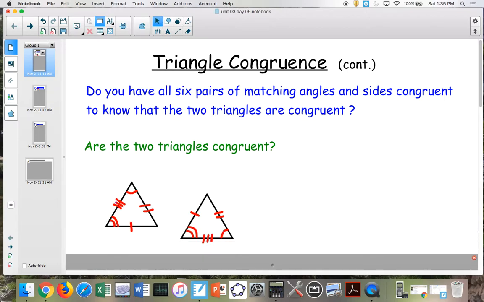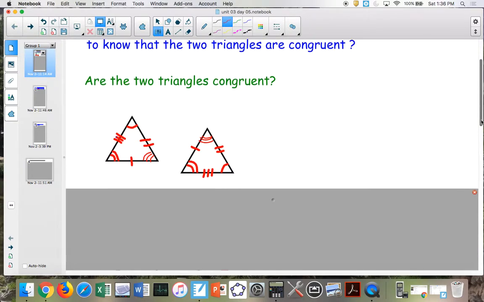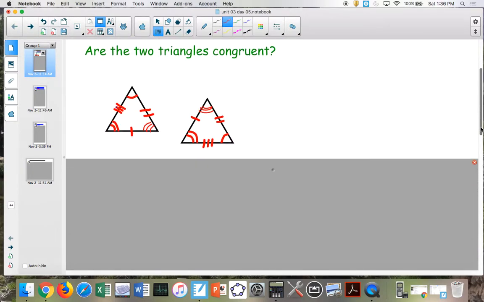What if we only had 5 pairs of combination of angles and sides? Well, I think most of you would agree that we can still say these two triangles are congruent, because we know if 2 of the angles in a triangle are equal, when we subtract those from 180, the third angles are also going to be equal. And so we're going to have all 6 pairs of corresponding parts congruent, which means our triangles are congruent. Maybe we don't need that though.